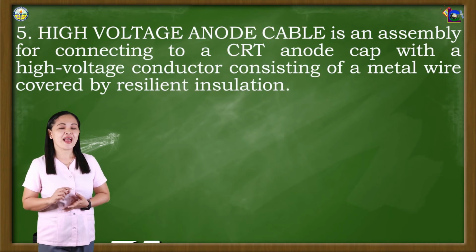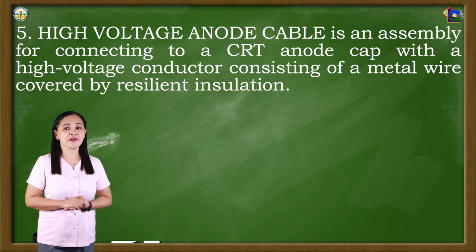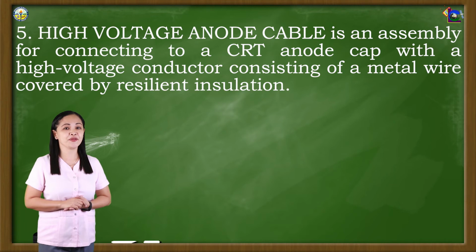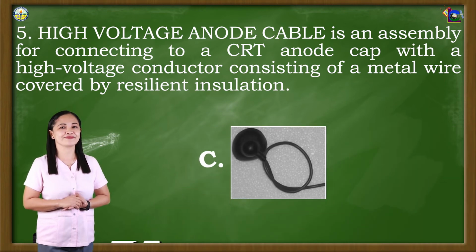Number 5. High voltage anode cable is an assembly for connecting to a CRT anode cup with a high voltage conductor consisting of a metal wire covered by resilient insulation. The correct answer is letter C.